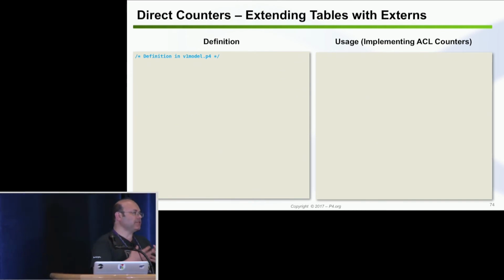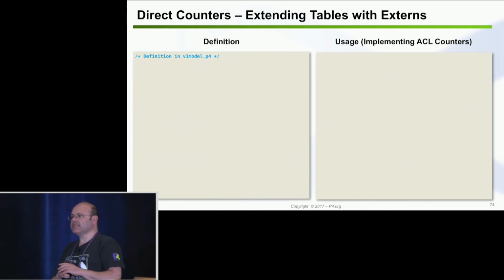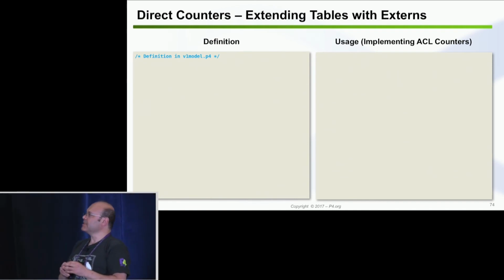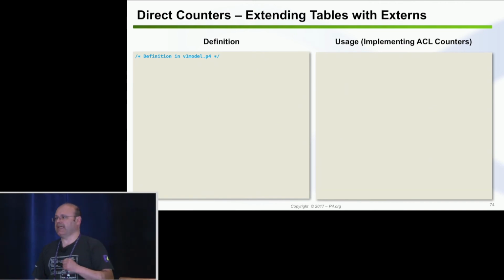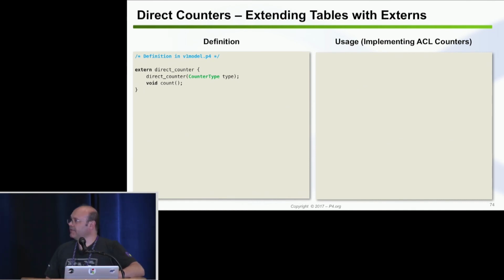Here, I wanted to show you a slightly different type of extern that allows us to extend the tables. And that's also allowed in P4_16 because tables can have custom properties. So in this particular case, I'm referring to the externs called direct counters. This is how they are defined in V1 model. Very similar to how the regular counters are defined, but the type is different. It's called direct counter. But their usage is somewhat different.